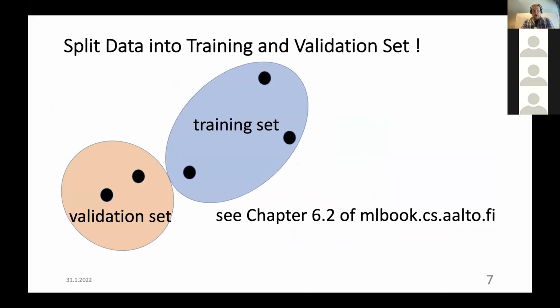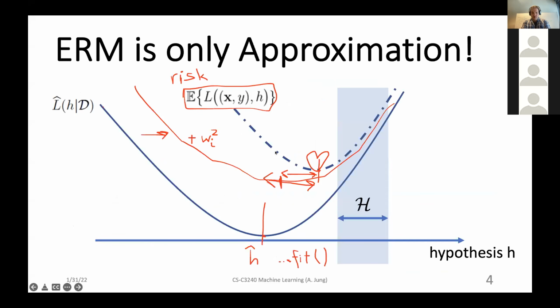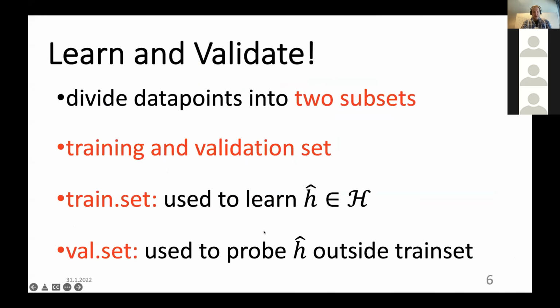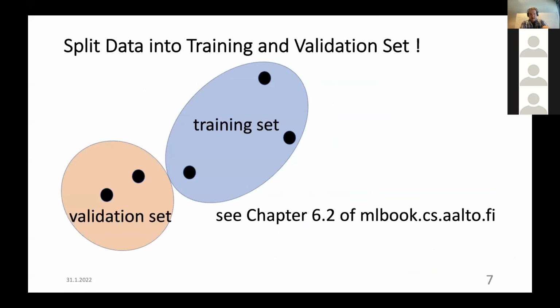Okay, so one way to first of all detect such a situation is to use validation. We split the data points that we have into two subsets. One subset is called the training set. This is the one that we use to compute the training error, so this is the one that is used to construct this objective function that we want to minimize with the .fit function. And the second subset is called the validation set.